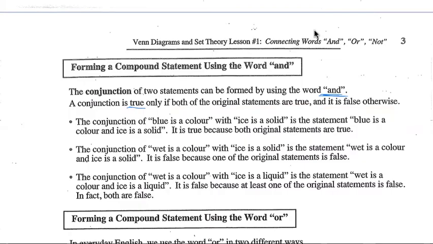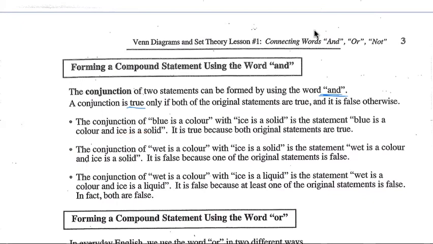So here's an example. The conjunction of blue is a color with ice is a solid is the statement blue is a color and ice is a solid. It's true because both blue is a color is true and ice is a solid is true. Okay, so both statements in the conjunction have to be true.